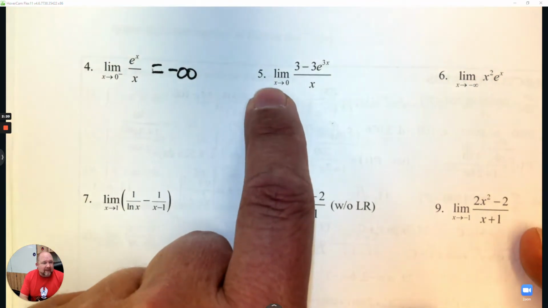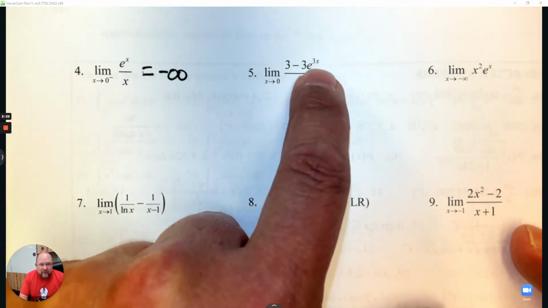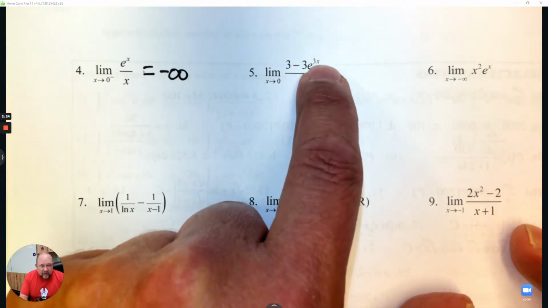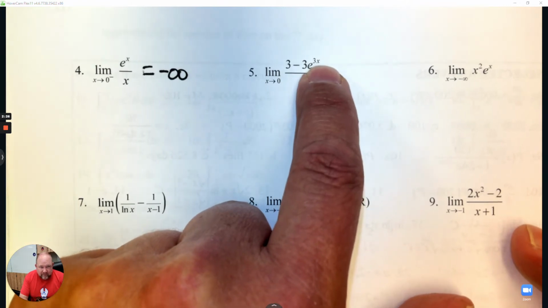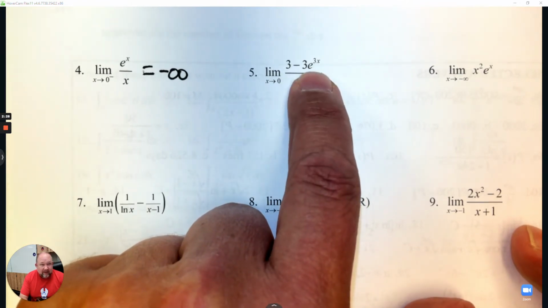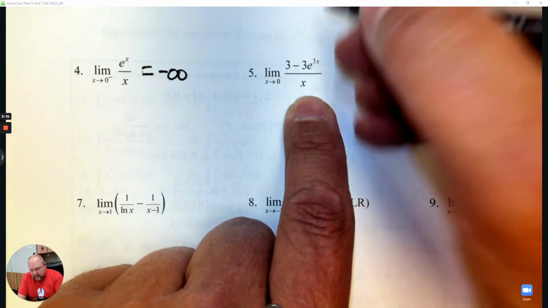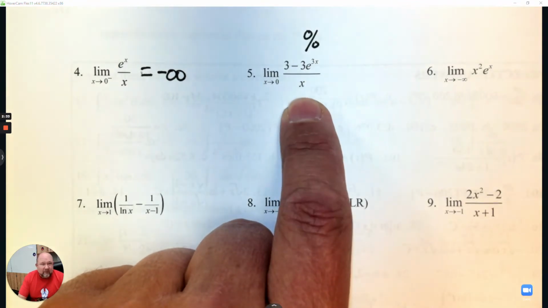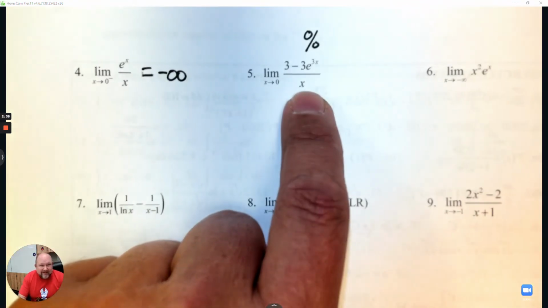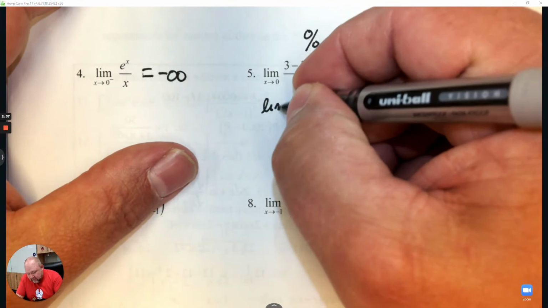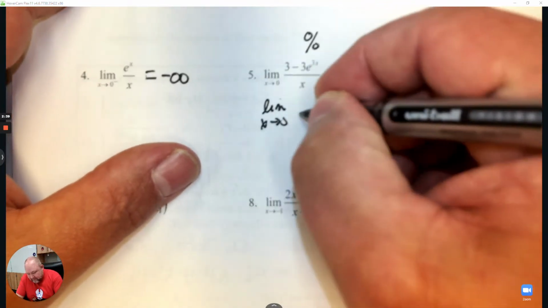All right, number 5. Plug in 0 here, and you don't assume it, but e to the 0 is 1. So 3 take away 3 is 0 over 0. So this is indeterminate. That's what that means. That's not a percent sign. L'Hopital's rule says you can take the derivative and then reevaluate.